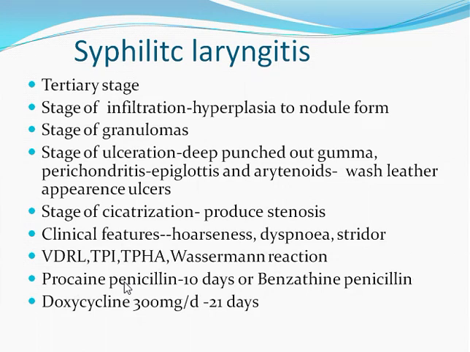You may see in the tertiary stage, that is the stage of infiltration, hyperplasia due to nodule formation, and the stage of gummas and ulceration. In ulcers, the specific one which we observe is the deep punched out gumma. With perichondritis of the epiglottis and arytenoids, you find white slough-like, wash leather appearance ulcers. Sometimes you see the deep punched out gumma. In the stage of cicatrization, it ends up with stenosis of the glottis. The clinical features are hoarseness, dyspnea, and also stridor.